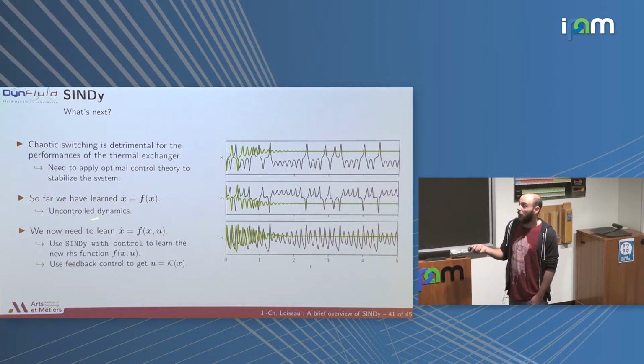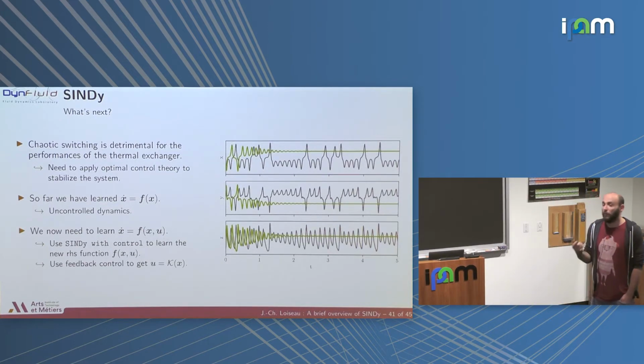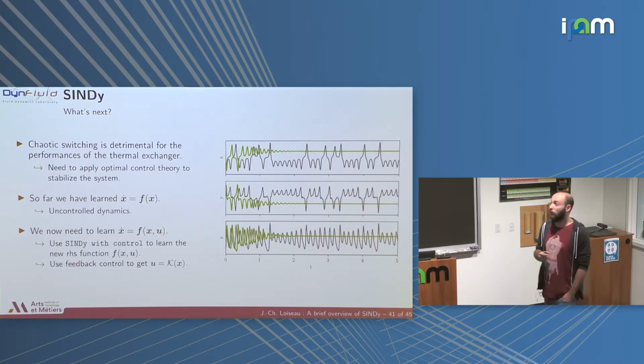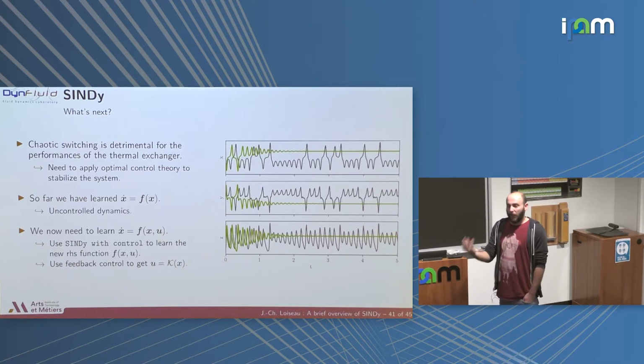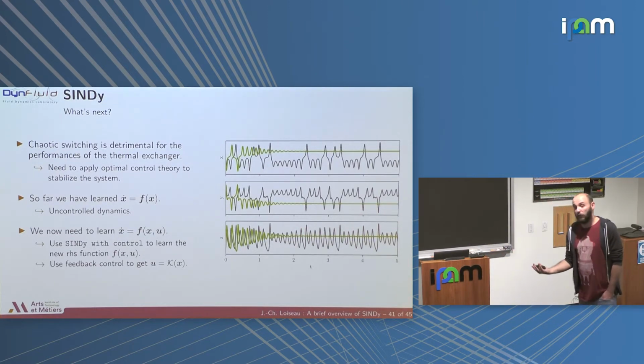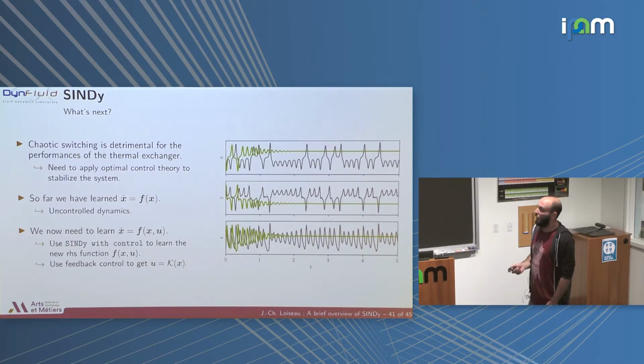So far, we've only learned x dot equal f of x, so the uncontrolled dynamics. And what we would actually need is x dot equal f of x, u, where u is our control. And that's yet a harder problem, because there's the question of how do you control the system, what kind of actuator you would use to control the system, which is something I didn't do so far.